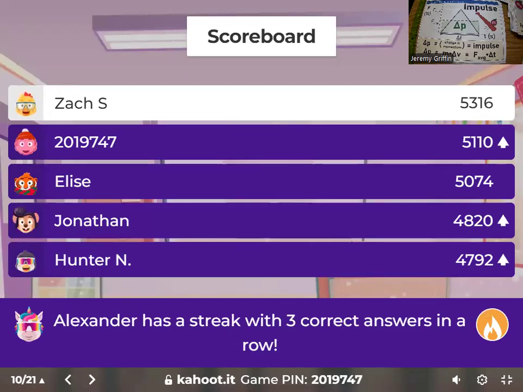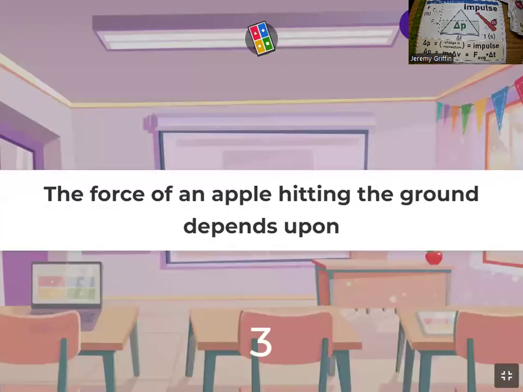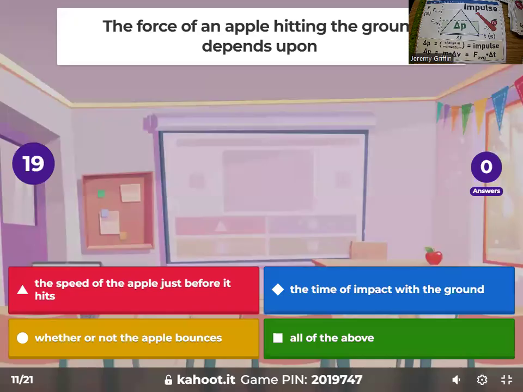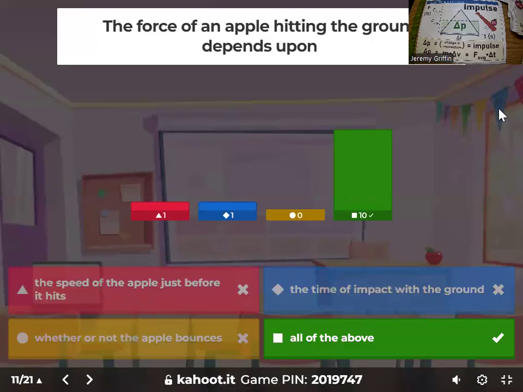Hunter, Jonathan, Elise, Tommy Two-Tone, Zach. The force of an apple hitting the ground depends on. There you go, all the above.